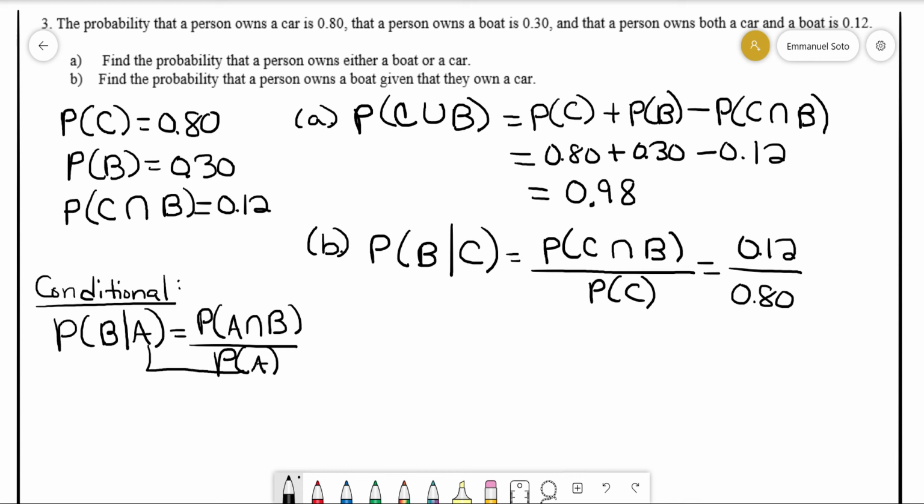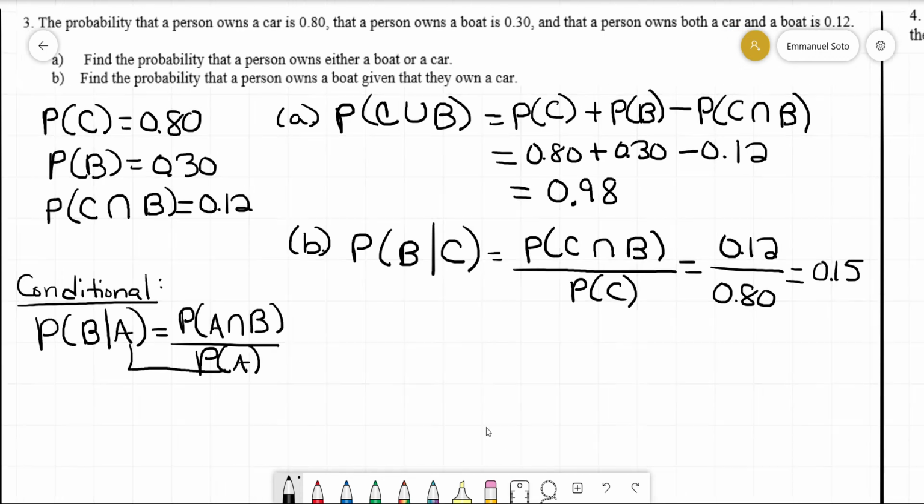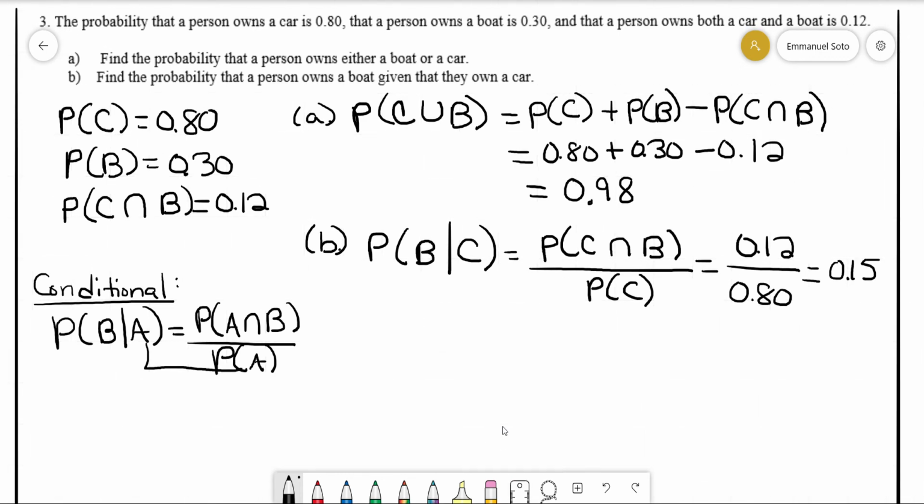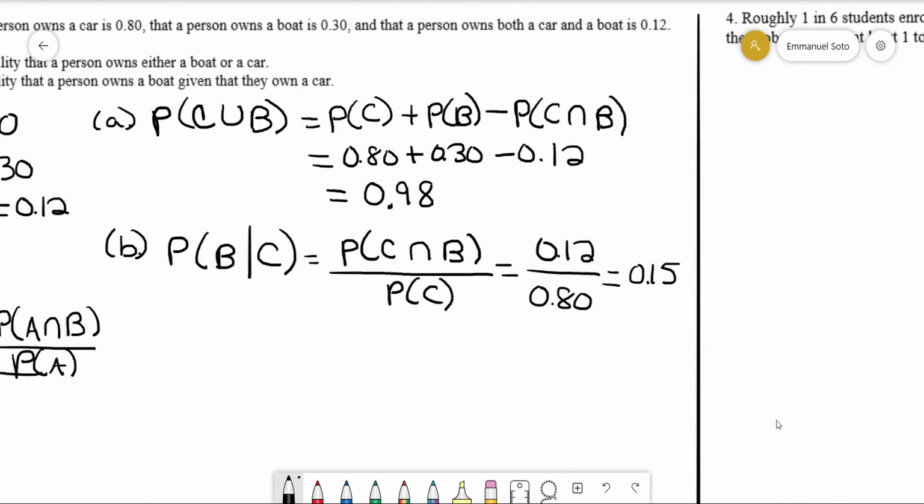Okay, so we're going to do this on the calculator. We have 0.12 divided by 0.8, and that gives us 0.15. So we have a 15% chance of this happening. That takes care of part B and all of number 3. Now let's move on to number 4.